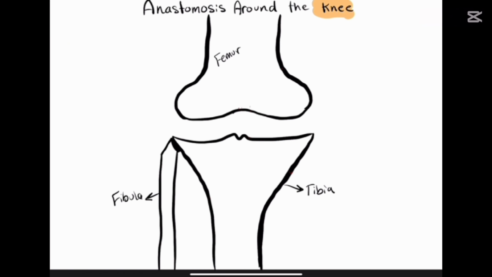I will explain the anastomosis around the knee. First, let's understand the structures in front of us. So if we say that this is the lower part of the femur, this is the tibia, and this is the fibula. To start with the anastomosis, first we will draw the femoral artery.